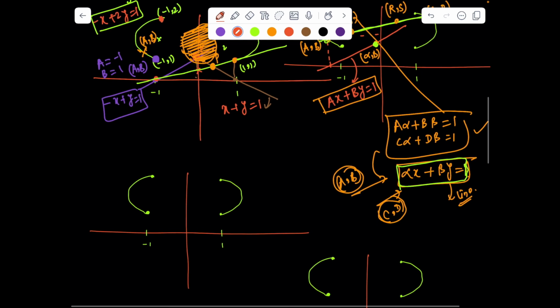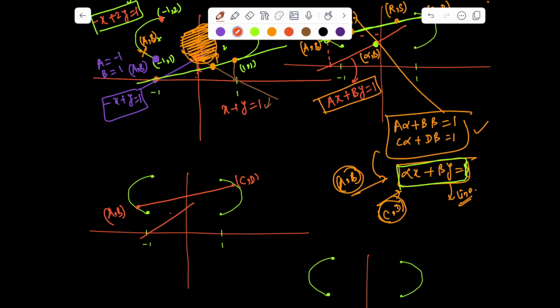And suppose corresponding to PQ, so let me again redraw a diagram over here. That's why I've kept so many diagrams. So till now what we have seen, we have points A, B and C, D, and the corresponding line created by AB and CD intersects at a point (alpha, beta).